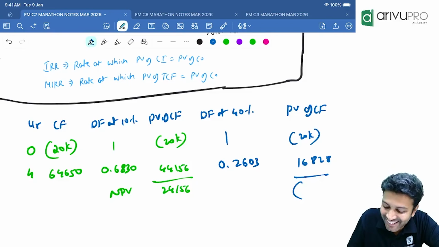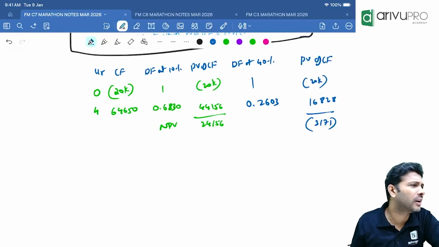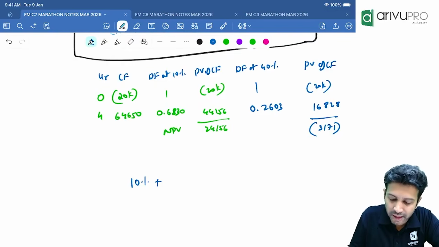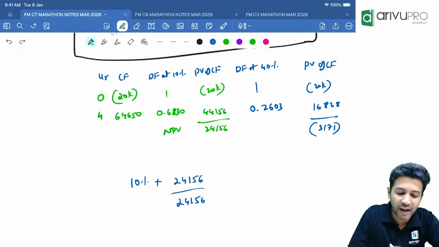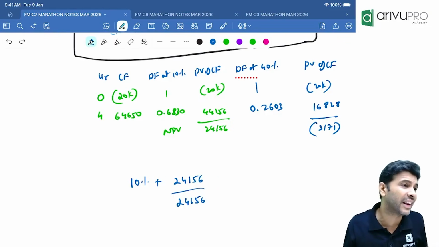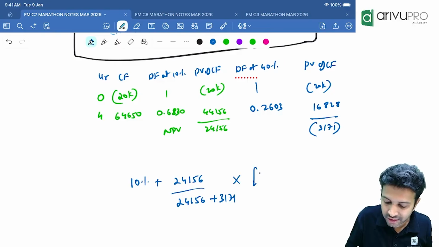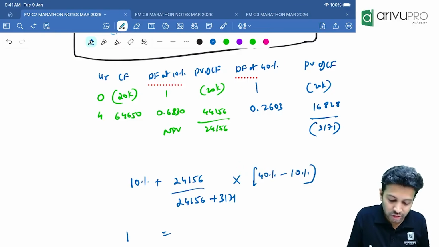Okay, how much is that? 3,171. Now plug in your normal IRR formula, which is what? Lower rate. What is the lower rate? 10%. But NPV at lower rate is 24,156, divided by NPV at lower rate minus NPV at higher rate. Higher rate NPV is already negative. Negative of negative will become positive, into higher rate minus lower rate, 40 minus 10. When you solve, you will get an answer. That is only your MIRR.